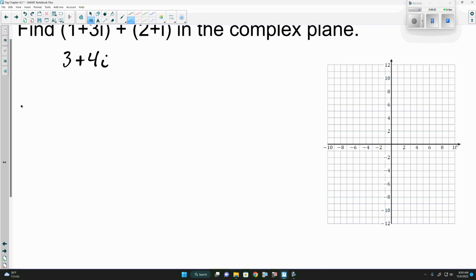Really what we can do is add vectors, and I'll show you. We would plot them in the complex plane. So 1 plus 3i, 3i would be here. 2 plus i would be this here. So we'd have these 2 points. Now, what I'm going to do next is a little bit, not so much cheating, but is cheating, because I have technology.